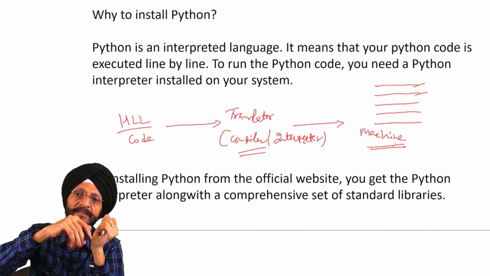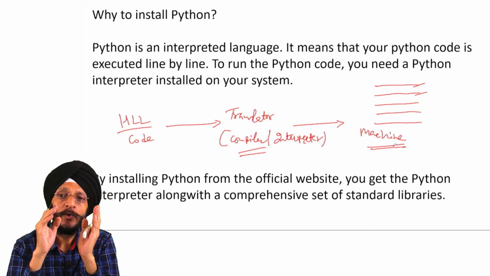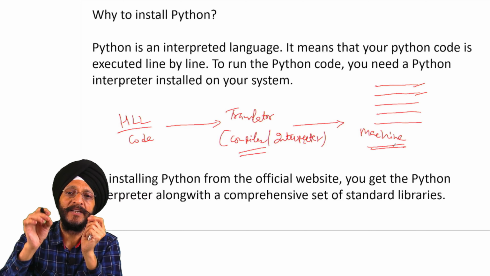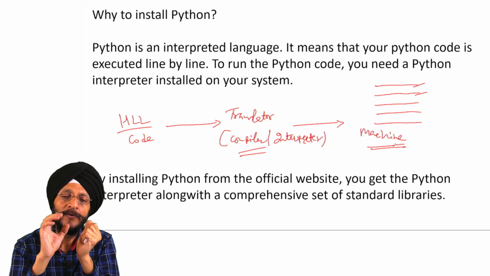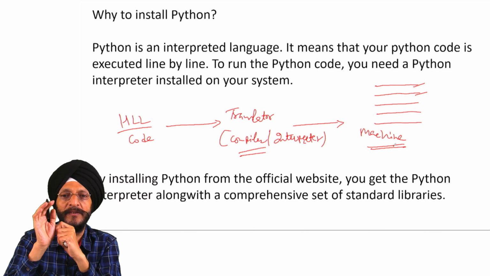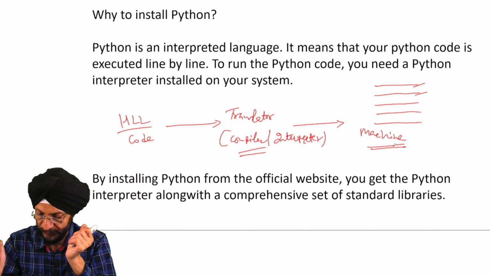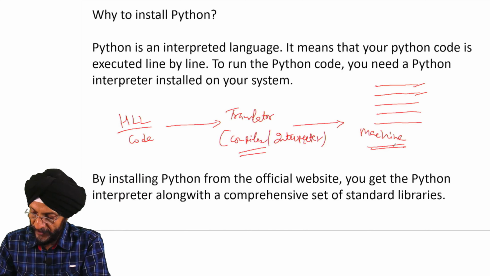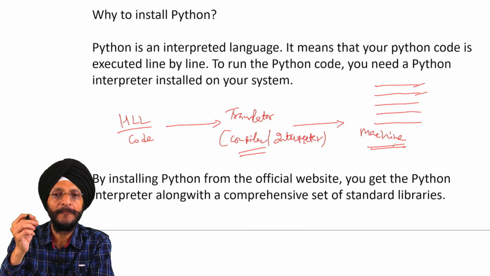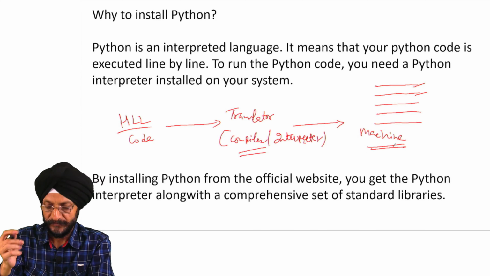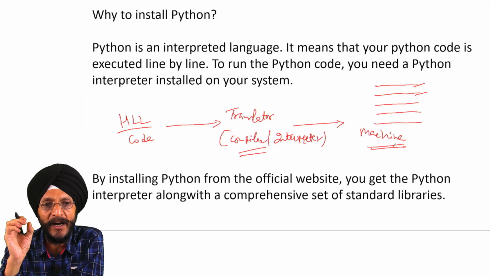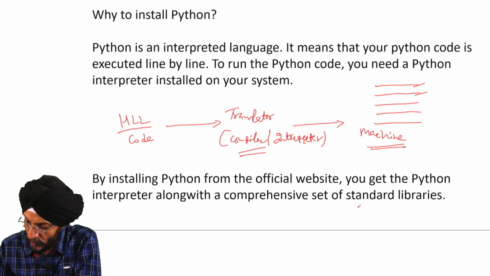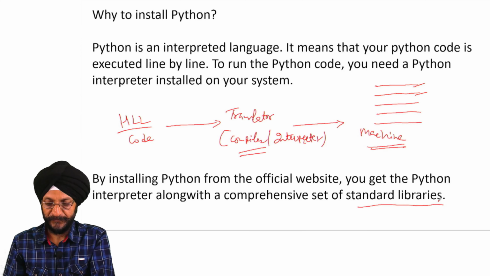To install the Python interpreter in our computer system, we will have to download Python from the official website of Python, that is python.org. When you download Python, you not only get the Python interpreter, but also a comprehensive set of standard libraries.